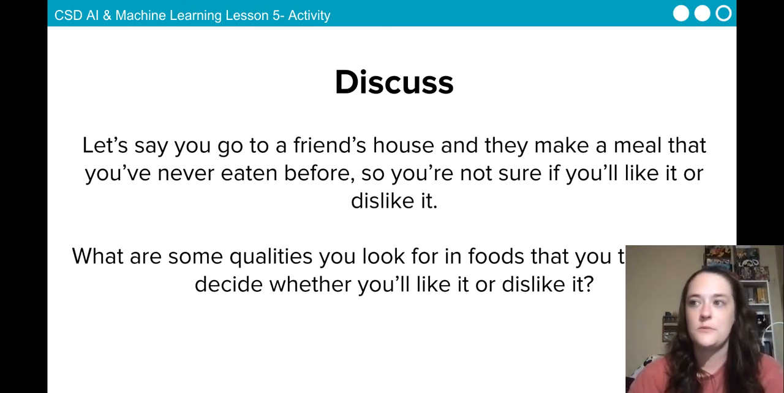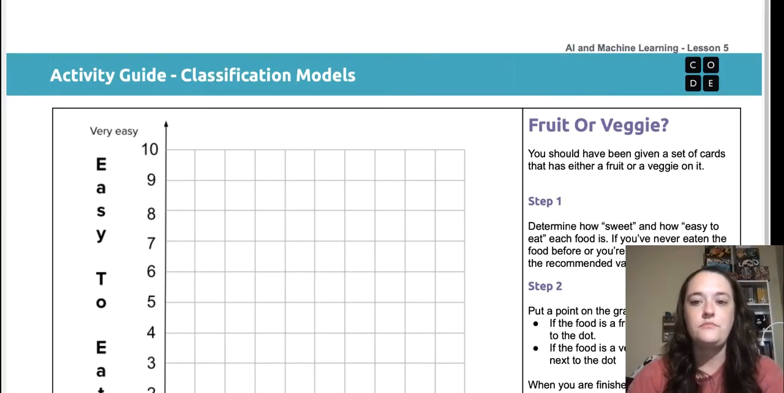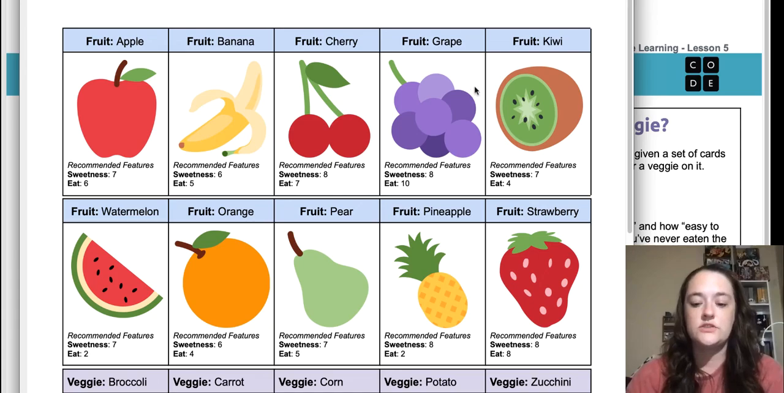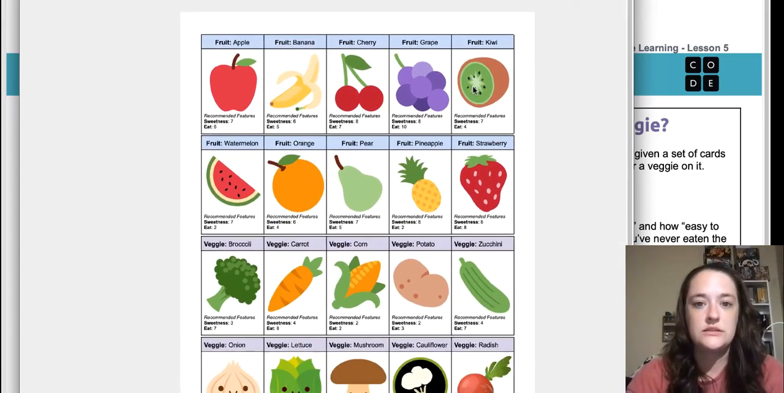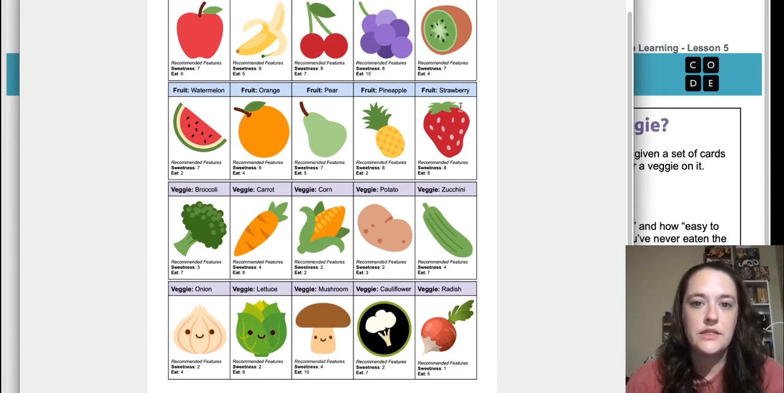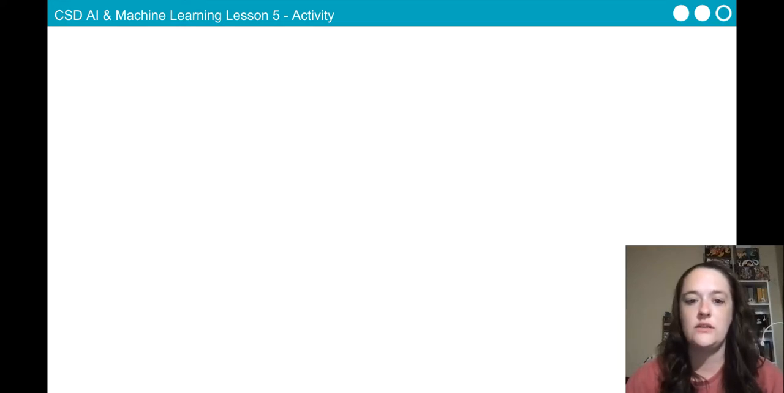You will need to download the documents attached to this assignment post. There are two. You have the activity guide right here, and then you also have the fruit and veggie cards resource. So this fruit and veggie cards resource is going to tell you the sweetness of the fruit or vegetable and the ease of being able to eat it, like how easy it is to eat it. Let's look at the directions on the activity guide.